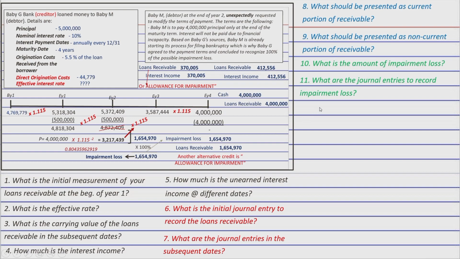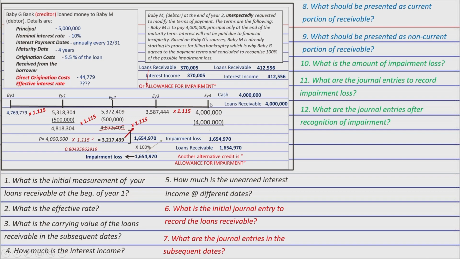Now, let's have question number 12. What are the journal entries after recognition of impairment? Well, the journal entries can be as simple as this here. It's just debit loans receivable or allowance for impairment and then credit interest income. That is if the debtor did not promise to pay something in that year. Like in this example, the 4 million will only be paid at the end of the term.